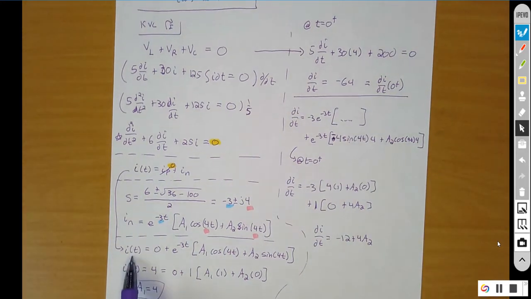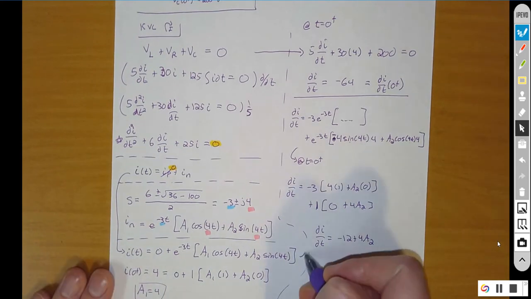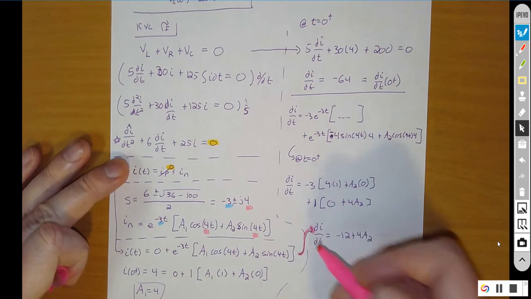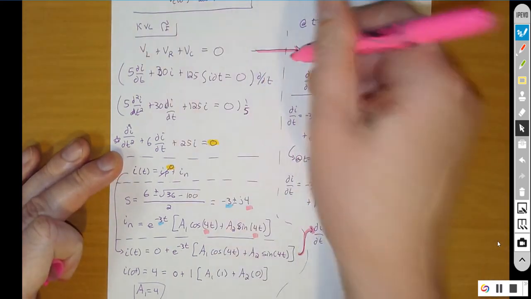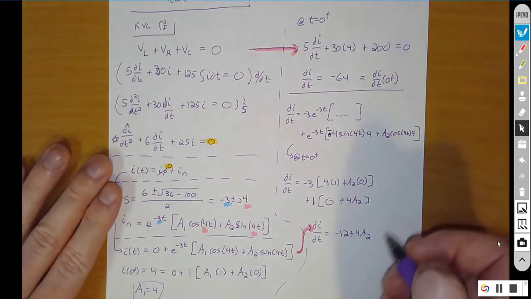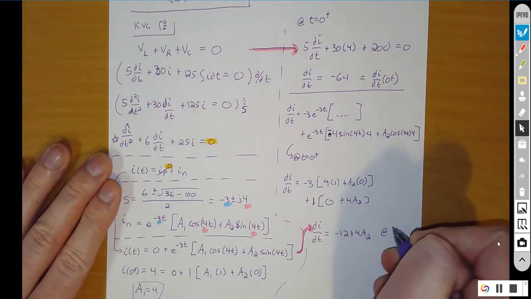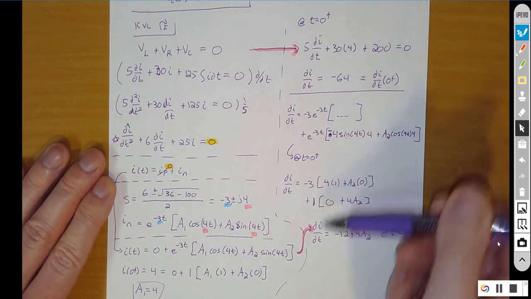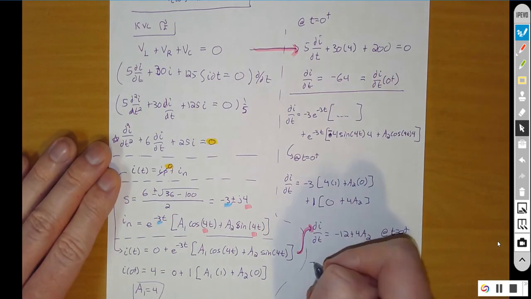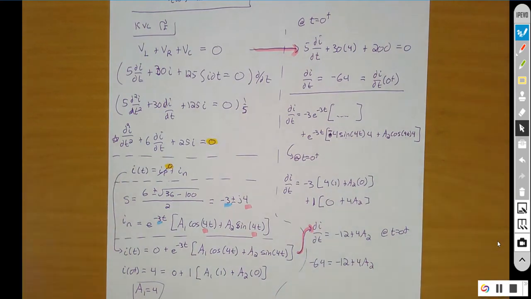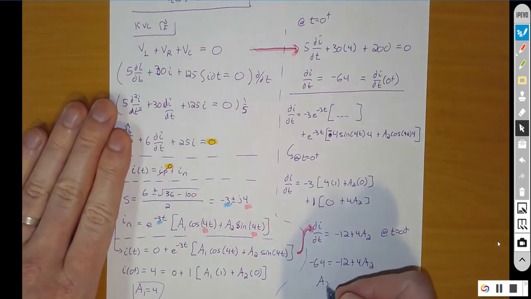That's what I have here. Okay. So the derivative of this function is this. This thing comes over here to be this. Now I just smash those two things together. I guess I should say that this is at t equals 0 plus as well. So I'm going to take this negative 64 and sub it in over here. So now I'm just going to say negative 64 is equal to negative 12 plus 4a2. And solve that, you'll find that a2 is negative 13.